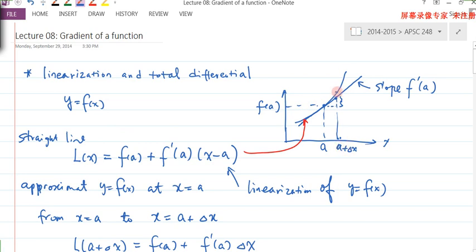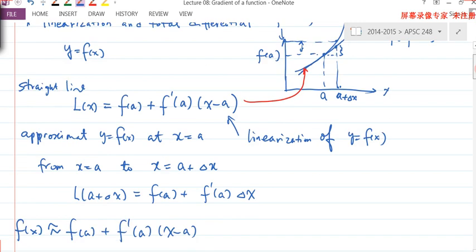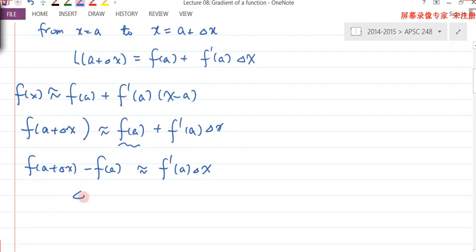This is the function y equal to f of x. And you have another value over here, and this value is f of a plus delta x. So this value minus this value, you get a difference, right? You get a difference here. And that difference, basically, we can call that delta y.